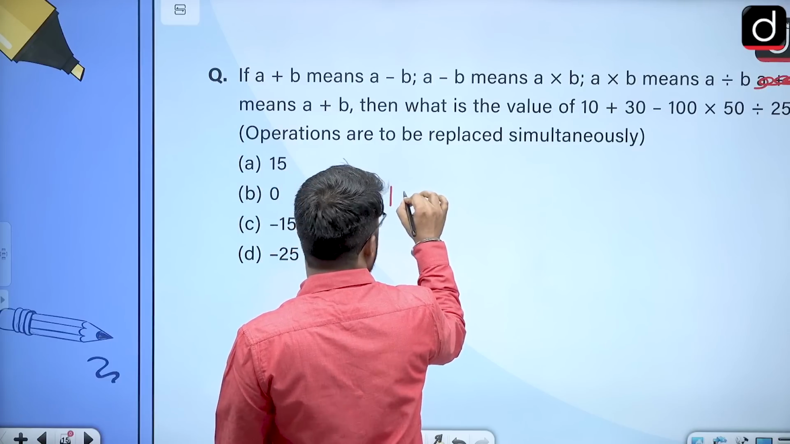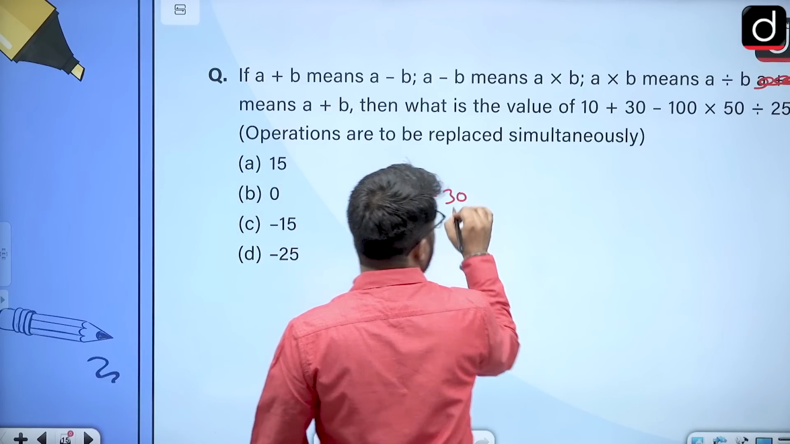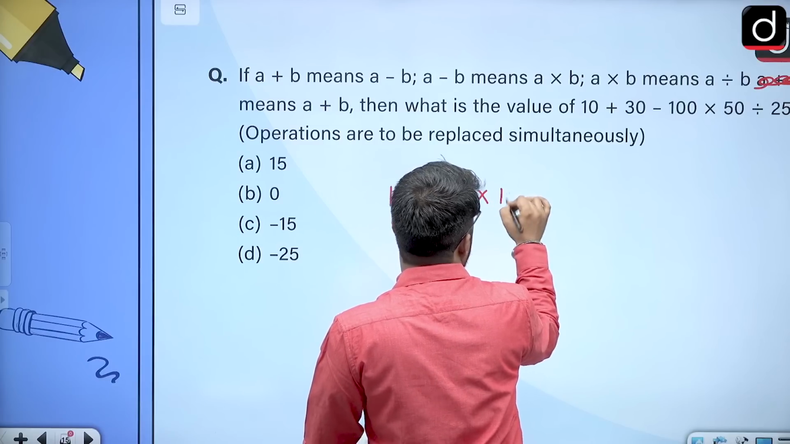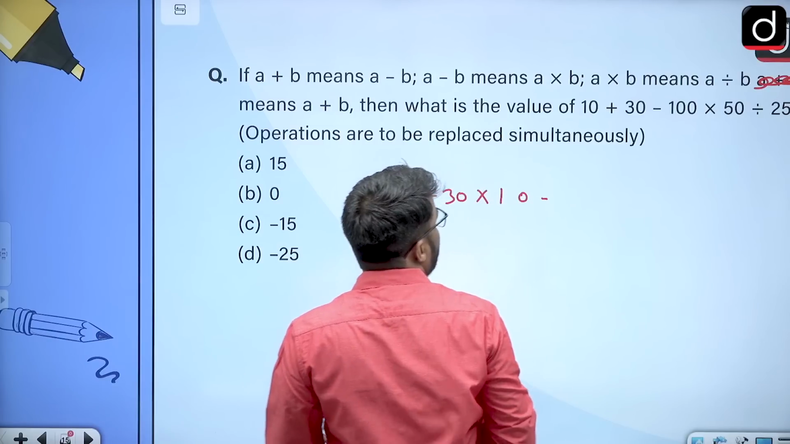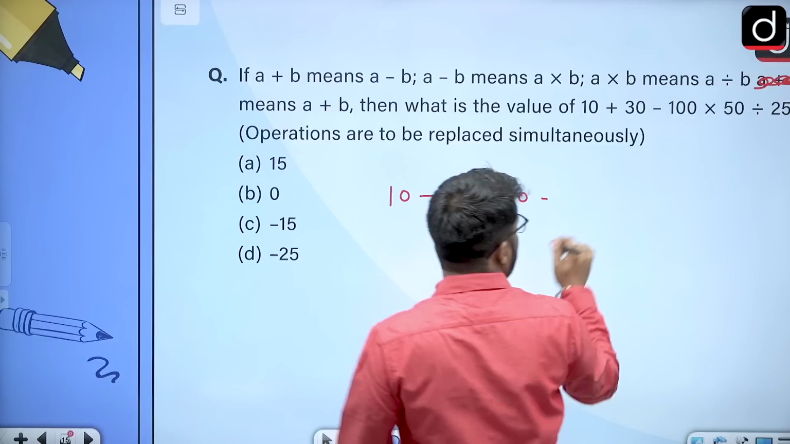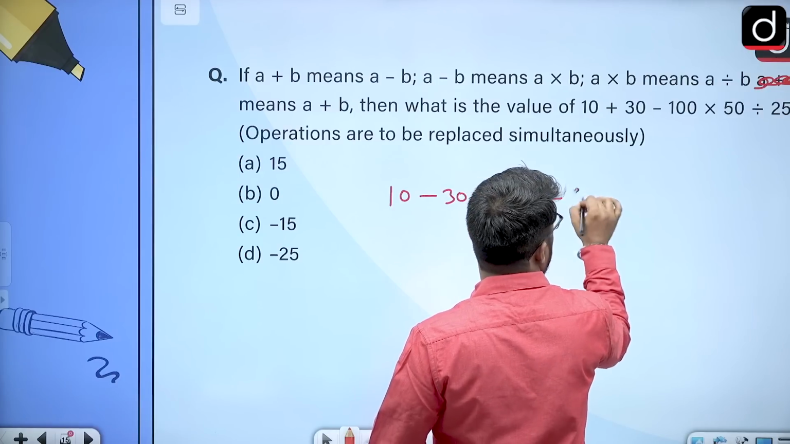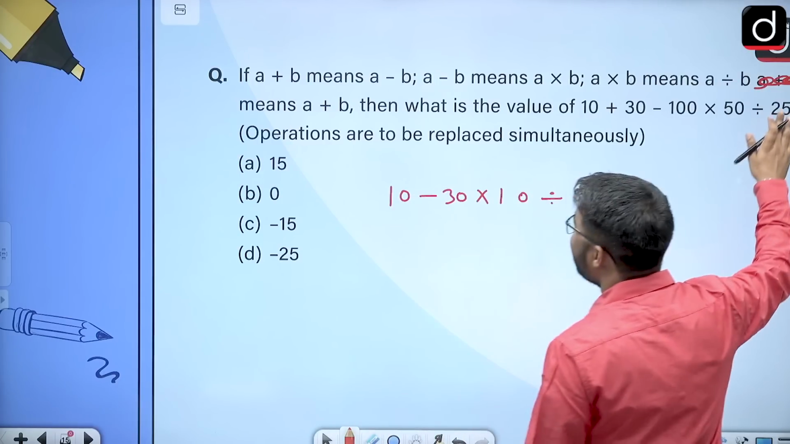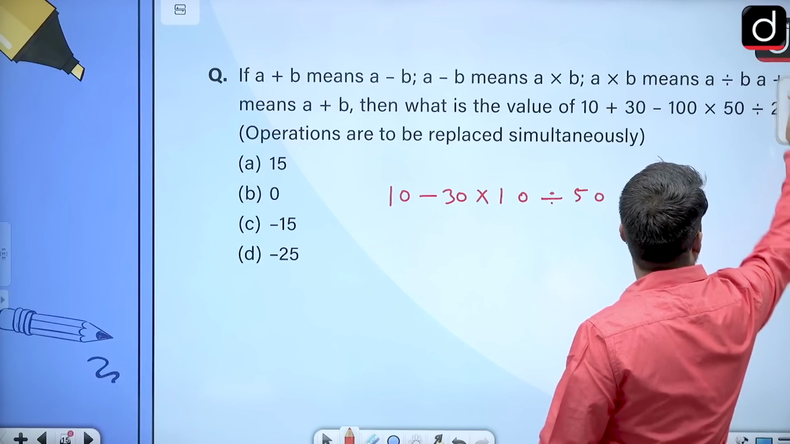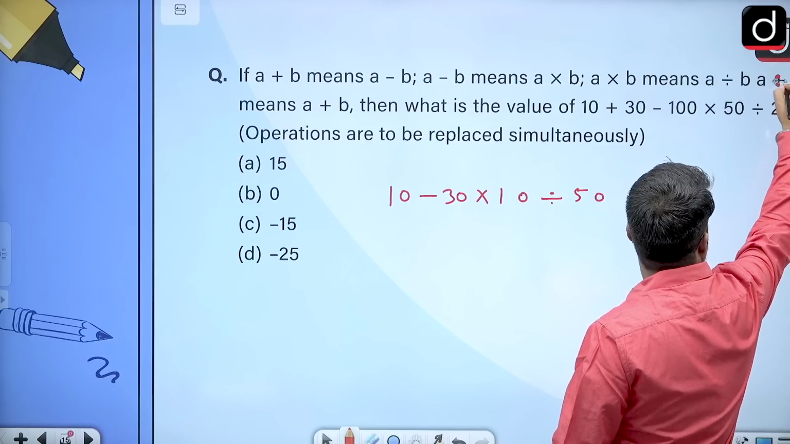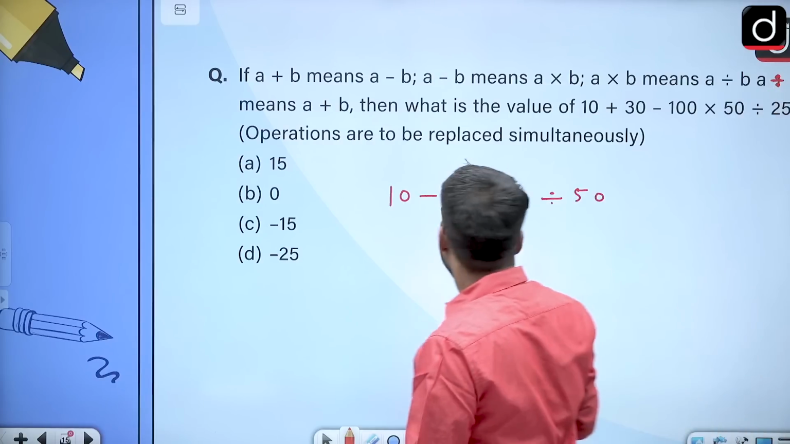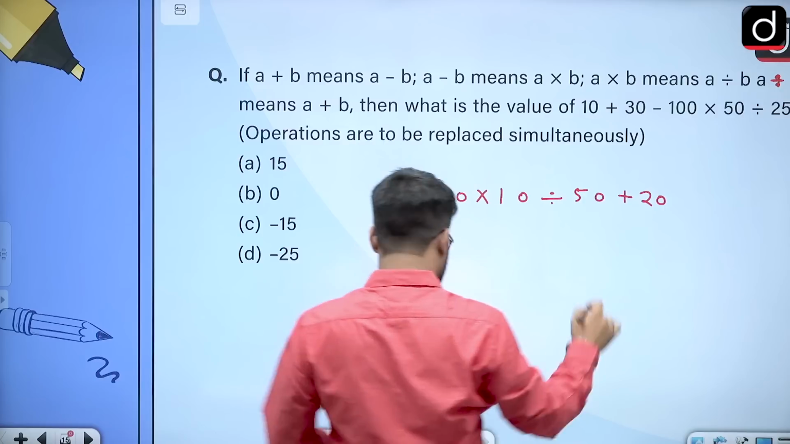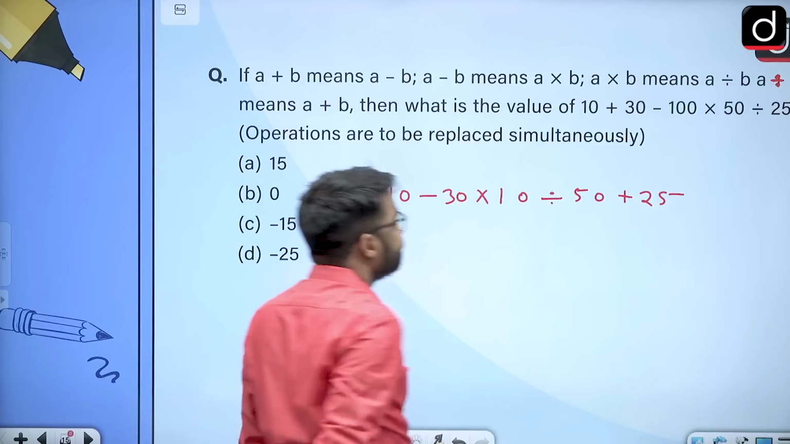A plus B means A minus B. So 10 plus 30 means 10 minus 30. 30 minus 100 means 30 cross 100. A cross B means 100 cross 50 means 100 divided by 50. Right? And A divide B means A plus B. So 50 divide 25 means 50 plus 25.